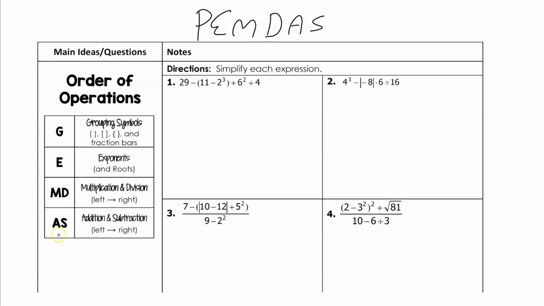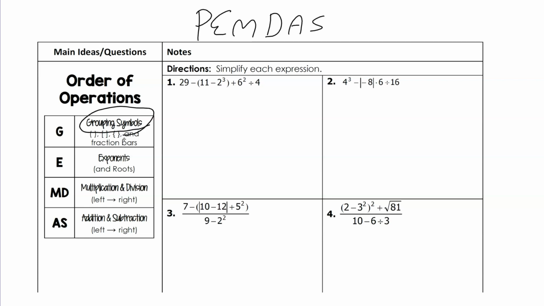All right, this has it as GEMDAS, meaning grouping symbols. We just call them parentheses, but it could be any of those different bars, okay? It could be parentheses, it could be brackets, it could be these other type of squiggly bars or fraction bars, okay? So any of those count as parentheses, and they tell us where to start.